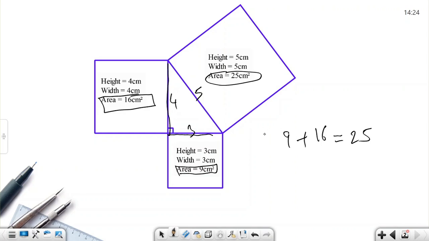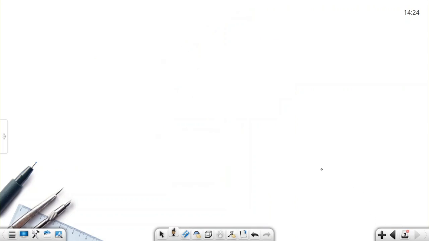Of course, 3, 4, 5 is a special triangle, so you can say these are whole numbers. If it's not a whole number, we will use a square root instead of these numbers. That's it. Actually, that's all. Of course, you don't need to draw squares on each side. Let's write an example.